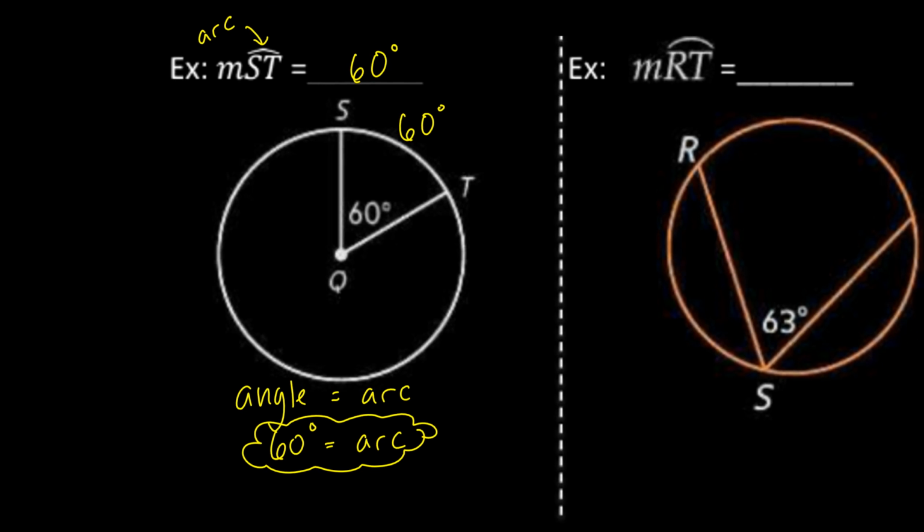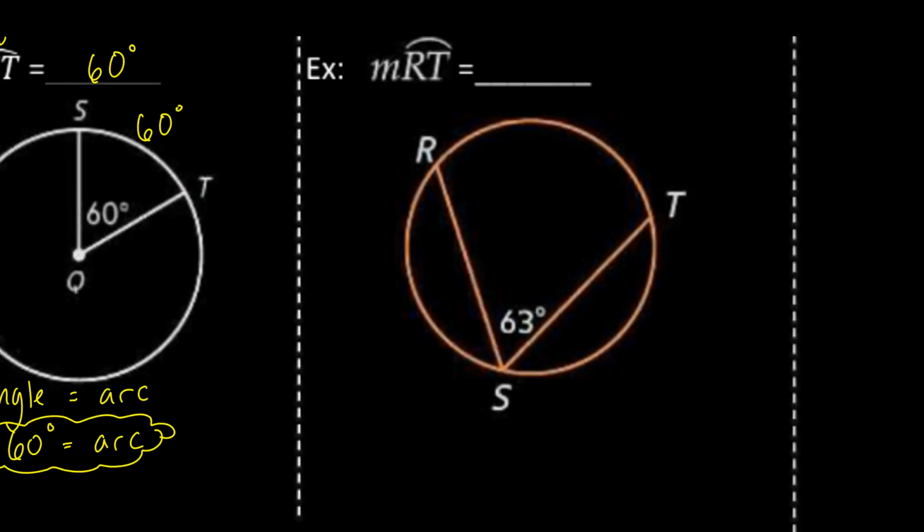Wait, what does that mean though? Wouldn't it be degrees? Like 60 degrees of what? The arc. What is that unit measuring? The length of the curve in degrees. Yes. Okay.